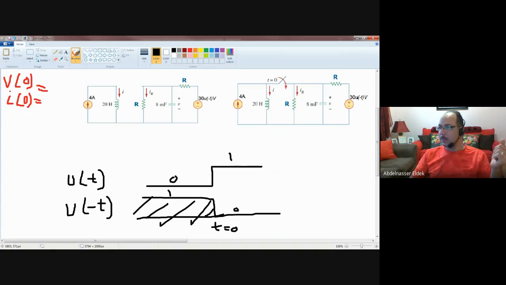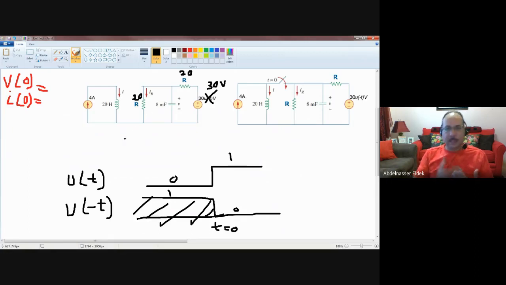So according to this, this source was on before t equals 0. So the voltage here is 30 volt, because we are talking about t less than 0. Okay, R equals 20, I believe. So this is just 20.